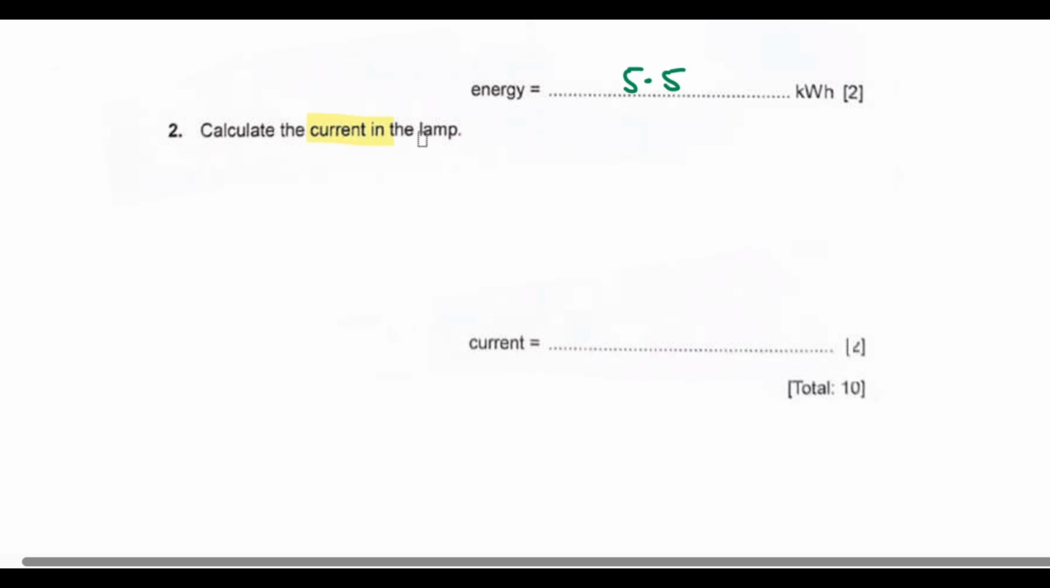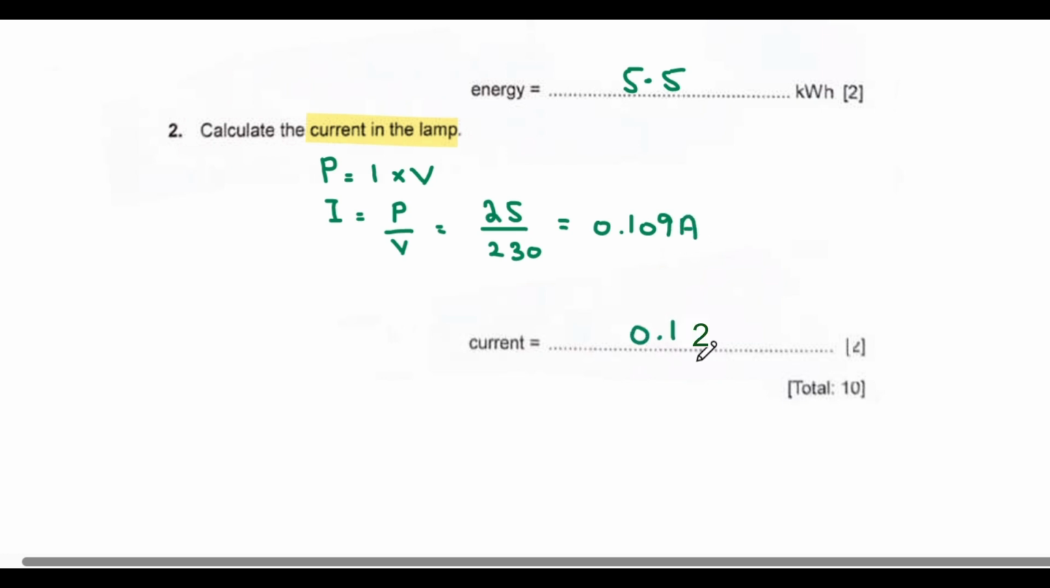Second part says calculate the current in the lamp. To calculate the current, I will use the formula power is equal to current multiplied by voltage. That means current would be equal to power divided by voltage. Power of the lamp is 25 watts and the voltage of the lamp is 230 volts. Dividing 25 by 230, the answer would be 0.109 amps. To two significant figures, the answer would be 0.11 amps.